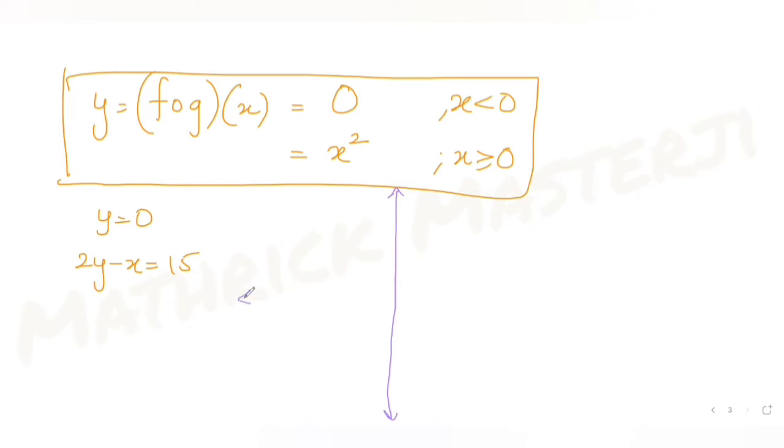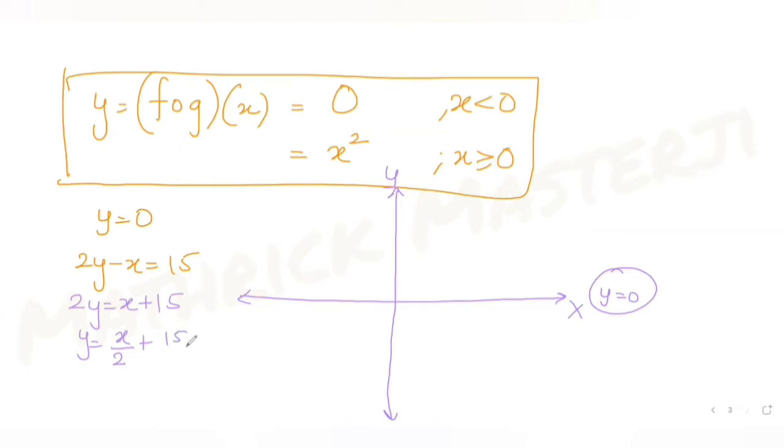So this is the x-axis, this is the y-axis. One line is y equals 0. The other line we have been given is 2y minus x equals 15. So 2y is x plus 15, and from here I get y equals x over 2 plus 15 over 2.